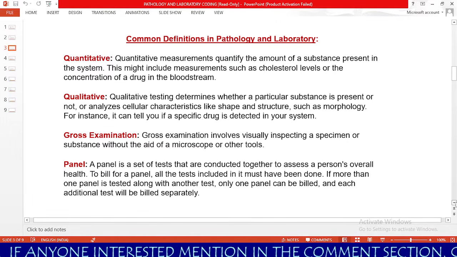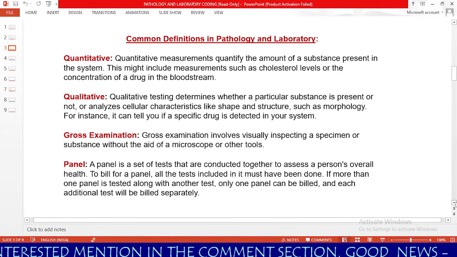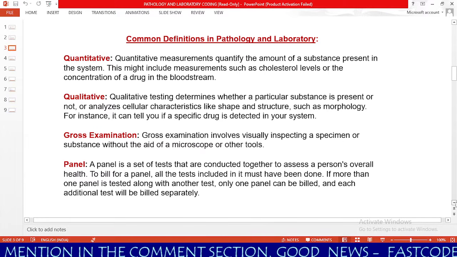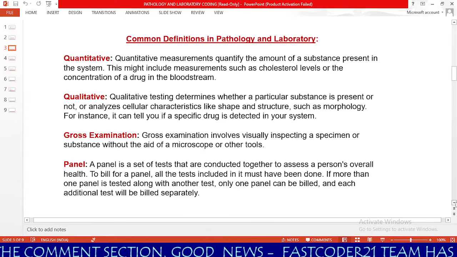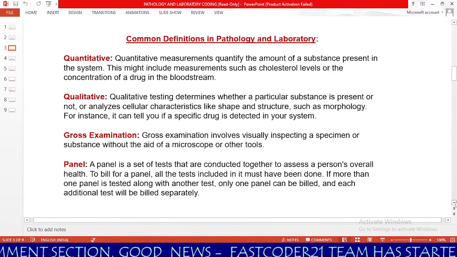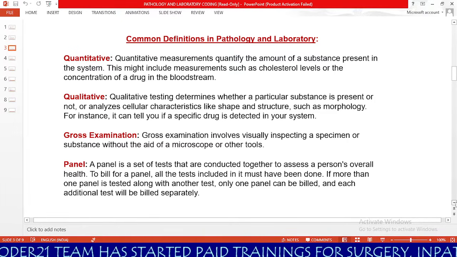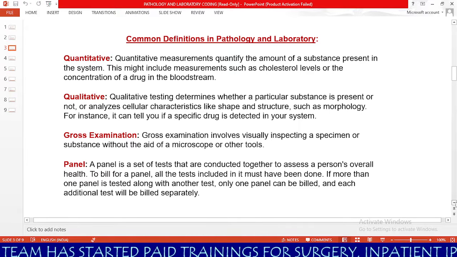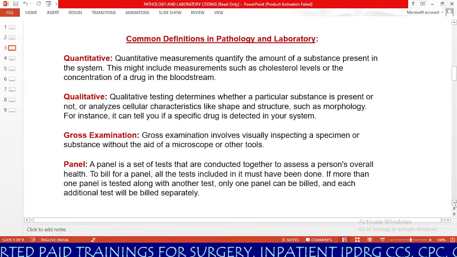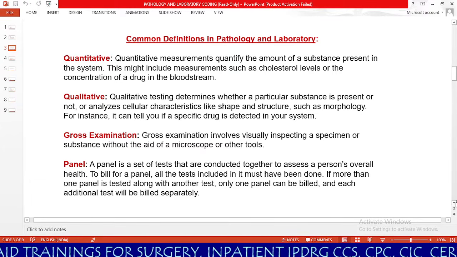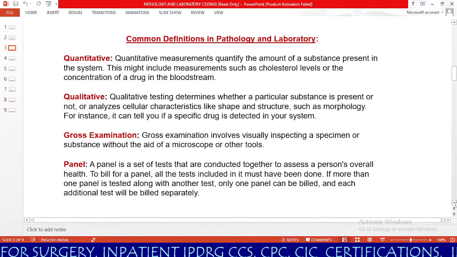Next we will learn common definitions in pathology and laboratory. We have quantitative, qualitative, gross examination and panel. First we will learn about quantitative. Quantitative measurements quantify the amount of substance present in the system. The keyword here is quantity: how much of the substance is present in the system? Common reasons for quantitative analysis are to find cholesterol levels or the concentration of a drug in the bloodstream. Using these quantitative measures, the physician will identify the quantity of cholesterol or drug in the blood.